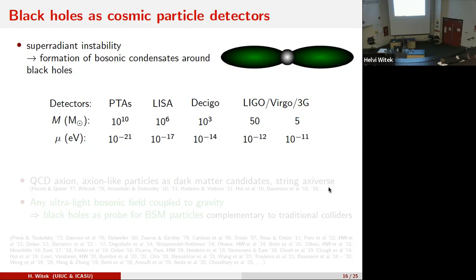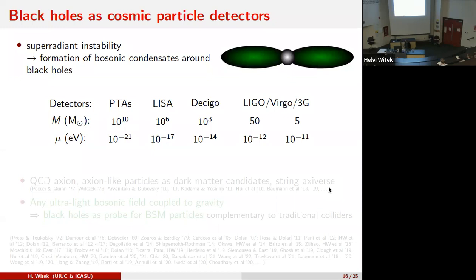Now this effect, building up a cloud of light particles, is particularly effective when the Compton wavelength of your field is comparable to the size of the black hole. Well, what does it actually translate to? Well, let me tell you.